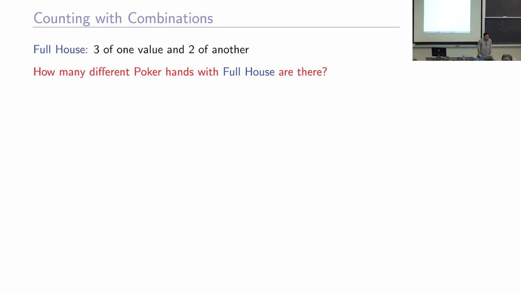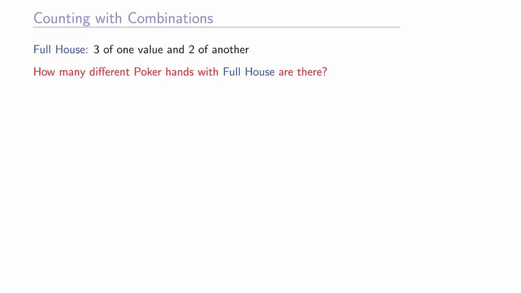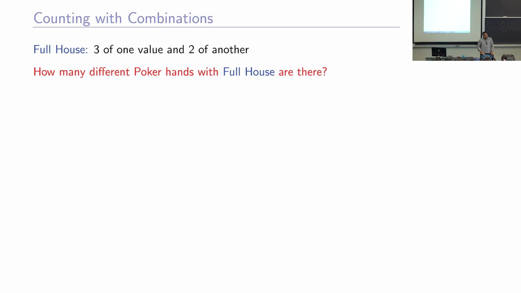How many choices do you have for the value of the three of a kind? You have 13 choices for the value of the 3 of a kind, right? The group of 3 which are of the same value. And then how many choices do you have for the value of this 2 of a kind? 12. Why 12? No, the remaining 2 have to be of the same value. 12.